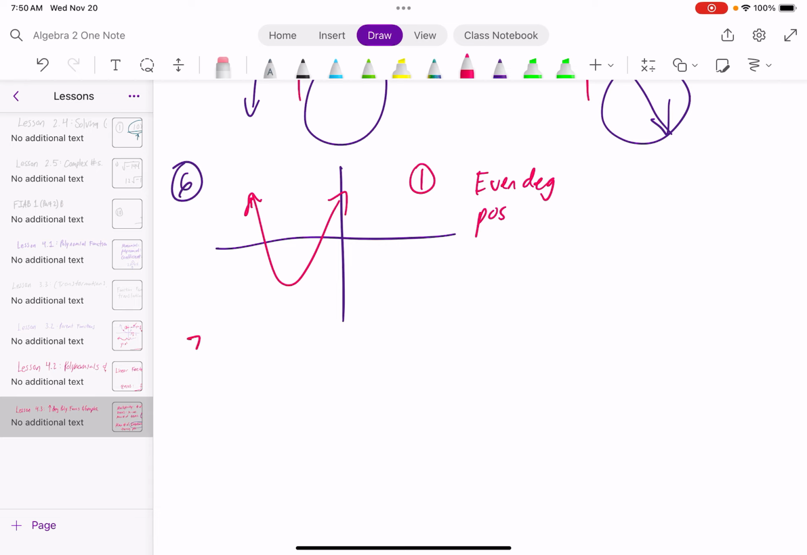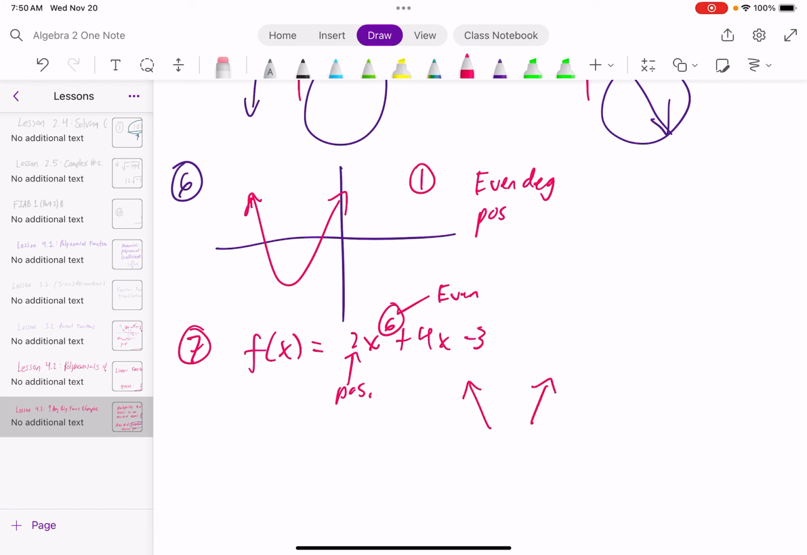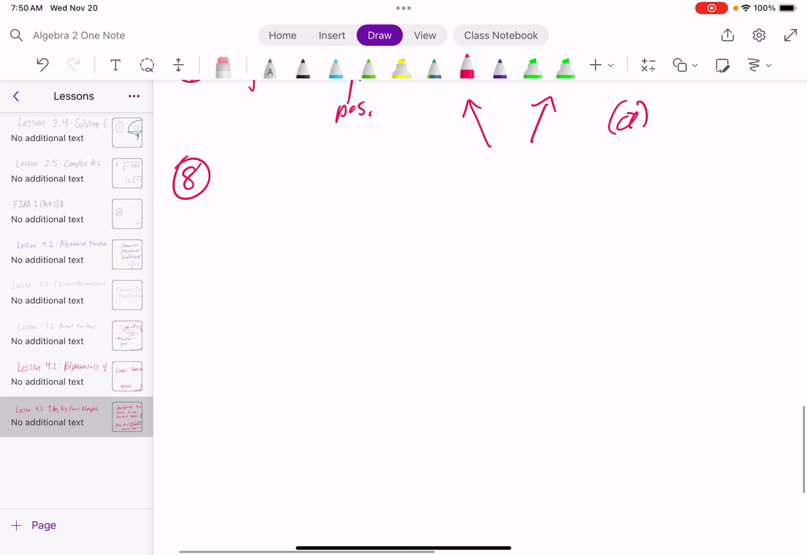Number 7. It says, using what you know about end behavior, which one would match it best? Well, f of x is 2x to the 6, and all the rest of the terms are not that important. All I care about is that this is even and this is positive. So I know the end behavior will look like this, and the only one that really matches that is A. So the answer is A.